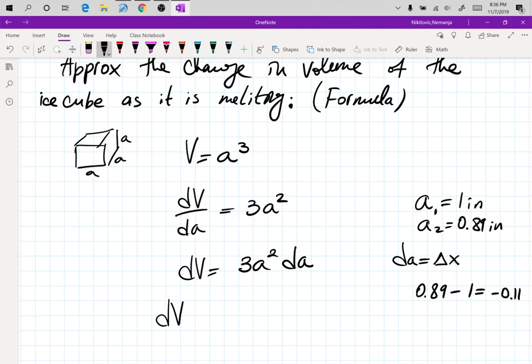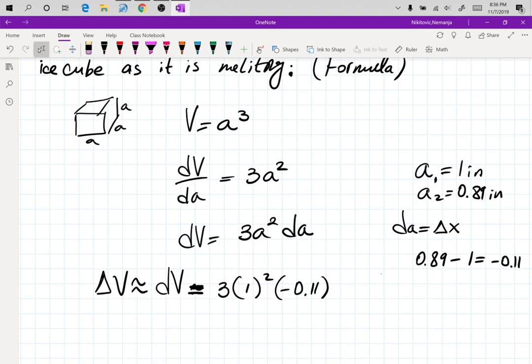So the change in volume is approximated by 3 times 1 squared times negative 0.11. And you can compute that as negative 0.33 inches squared. Cubed. Volume. Inches cubed.